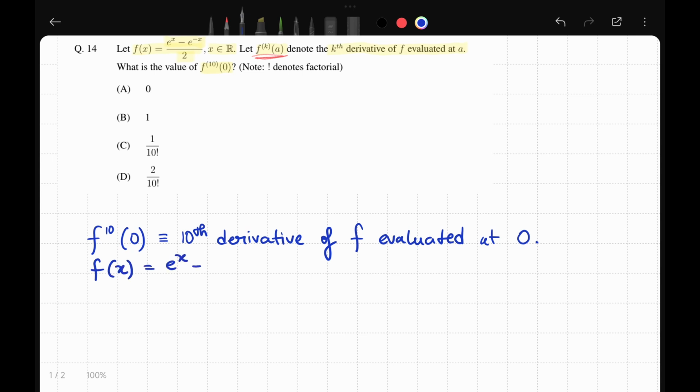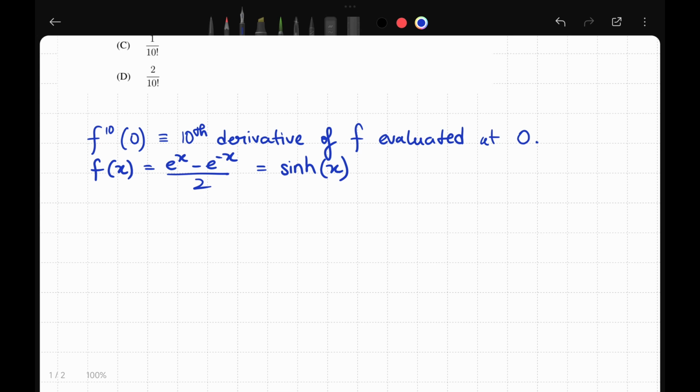Now the given f of x is e^x minus e^(-x) divided by 2, right? And we know that this is basically the function in terms of exponentials for sinh x, the hyperbolic sine function. This is a basic direct formula.